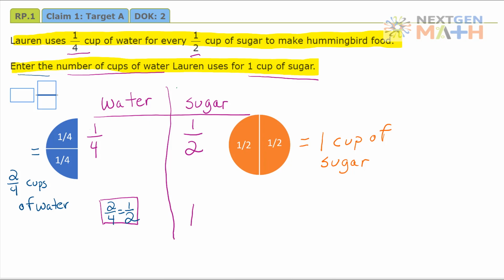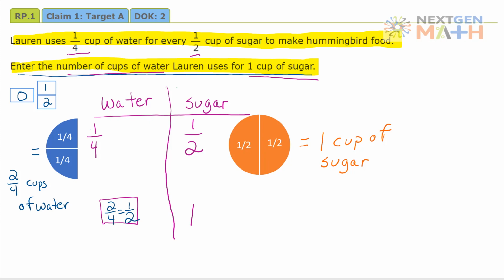So back to our problem, enter the number of cups of water Lauren uses for 1 cup of sugar. Well, that amount is, we can put 1/2. And there are no whole numbers in the front, so we'll put that as a 0. So this is one way you can solve the problem.